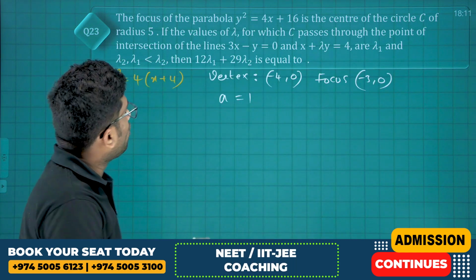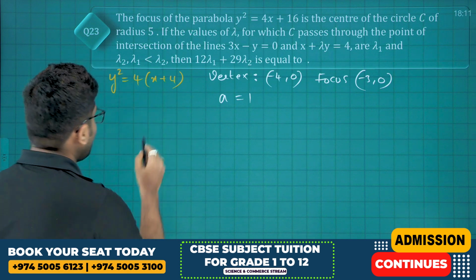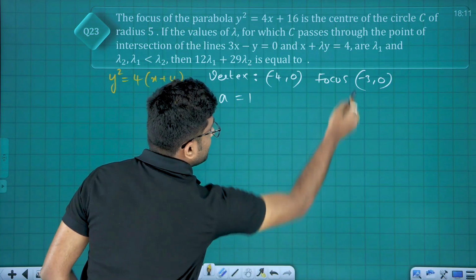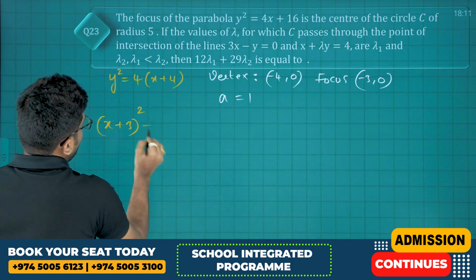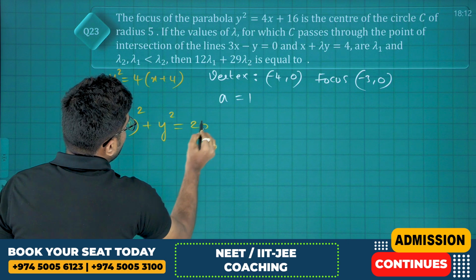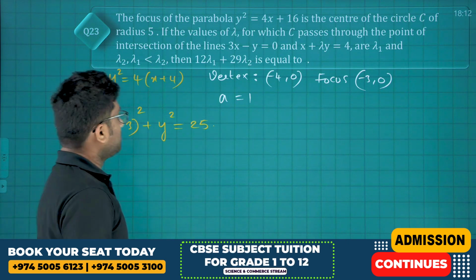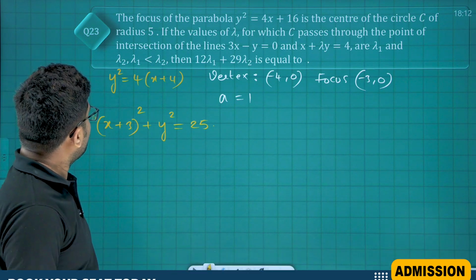The focus is the center of the circle C, and the radius is 5. If there is a circle with center minus 3 comma 0 and radius 5, what is the equation of the circle? (x plus 3) whole square plus y square is equal to 25. Done.